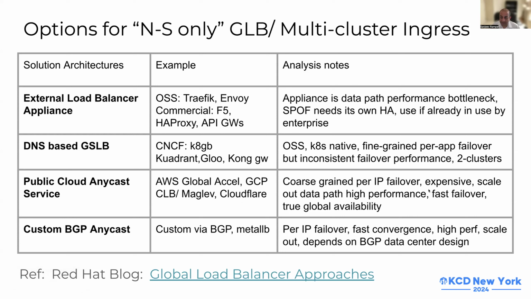It tends to be a bit more expensive because you're using a more complex public cloud service. These are services like AWS Global Accelerator, Google Cloud Load Balancer, which is based on their earlier project called Maglev, I believe, and CDNs like Cloudflare also implement similar Anycast load balancers. The benefits are very fast failover. These are essentially sub-second failover. You're utilizing the network, and the data path is scale out.